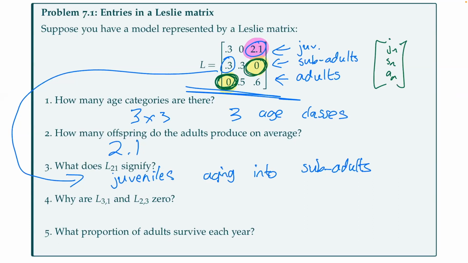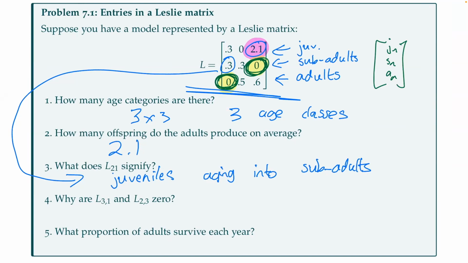And this other one here would be the contribution from the adult class to the sub-adult class. So they can't age backwards, right? That wouldn't make biological sense for that to happen. I'm not going to write that out, but it's in the solutions in case you want to get all of that.